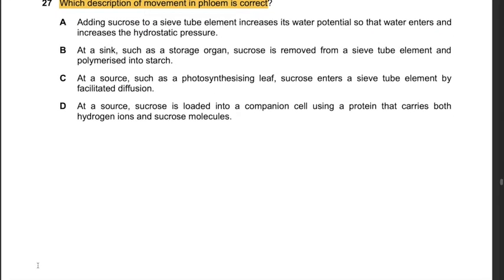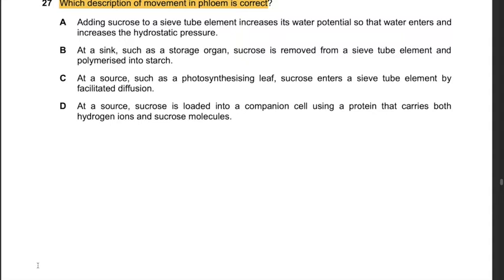Question 27. Which description of movement in phloem is correct? Option A. Adding sucrose to a sieve tube element increases its water potential so that water enters and increases the hydrostatic pressure. That is incorrect, as when sucrose is loaded to a sieve tube element, the water potential decreases, leading to water entering. Therefore, it doesn't increase but rather decreases. Hence, option A is incorrect. If you look at answer B, at a sink such as a storage organ, sucrose is removed from a sieve tube element and polymerized into starch. Sucrose cannot be polymerized to starch, as starch is a polymer of alpha glucose, whereas sucrose is made up of glucose and fructose. Therefore, option B is incorrect.